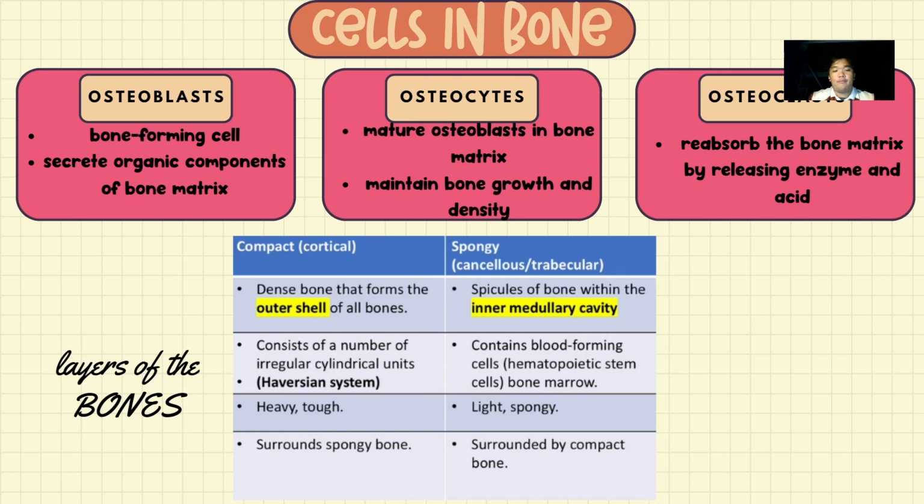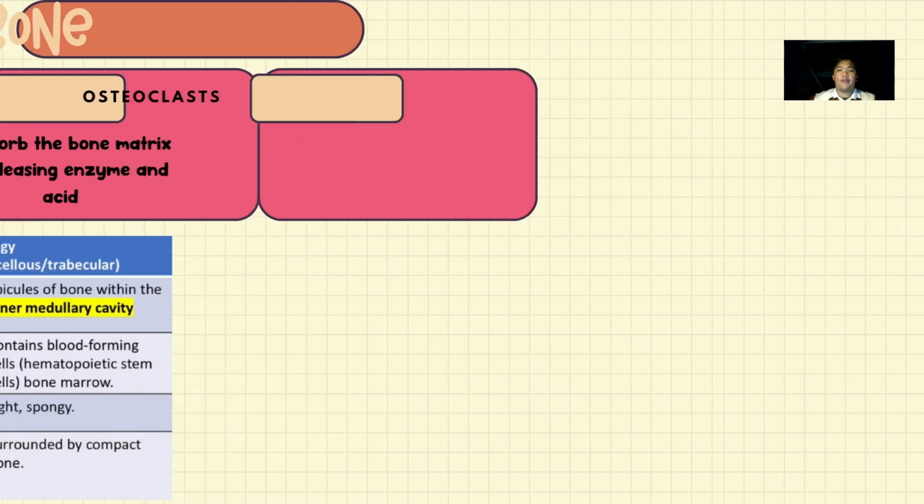And moving on to layers of the bones, there are two layers of our bone, which are compact and spongy, where compact is the outer shell of the bone, and spongy is the inner medullary cavity. And it consists of a number of irregular cylindrical units, whereby spongy bone contains blood-forming cells, whereby hematopoiesis occurs in our bone marrow specifically. And compact bone is heavy and tough, while spongy bone is a light bone, where our spongy bone is surrounded by compact bone.